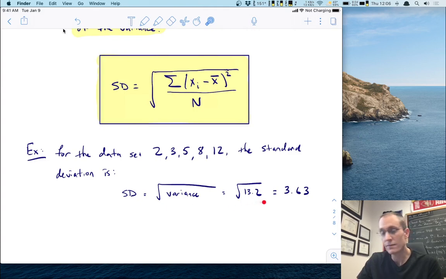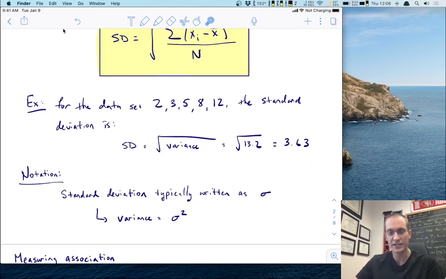Well, we found the variance to be 13.2. So if we take that square root, that gives us a standard deviation of 3.63. That tells you that, roughly speaking, on average each data point differs from the mean by about 3.63 units.